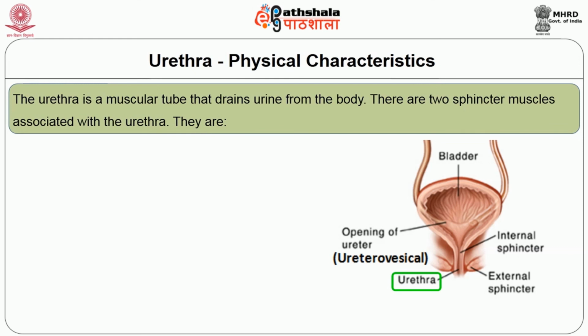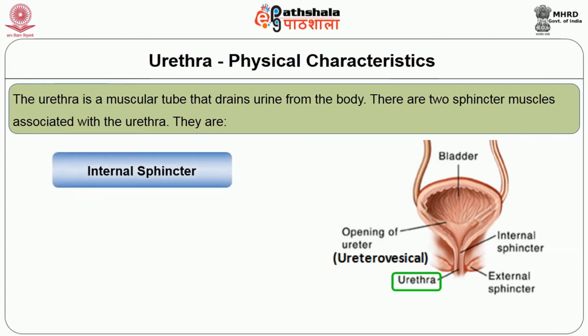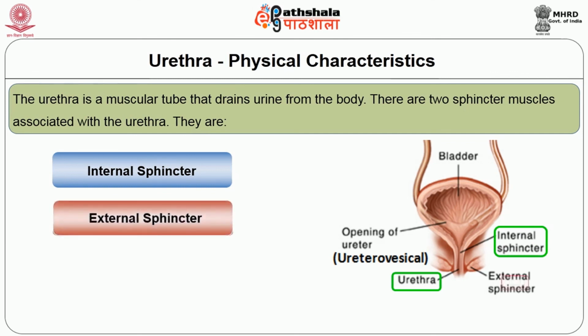There are two sphincter muscles associated with the urethra: the internal urethral sphincter, which is involuntary and formed from detrusor muscle, and the external urethral sphincter, which is voluntary and formed by the skeletal muscle at the urogenital diaphragm. The external urethral orifice lies between the clitoris and vaginal opening in females, or occurs at the tip of the penis in males.